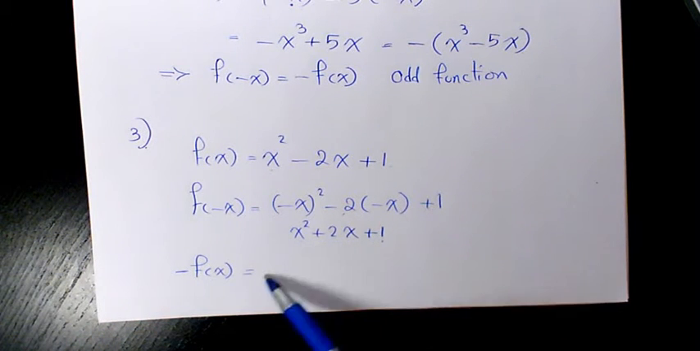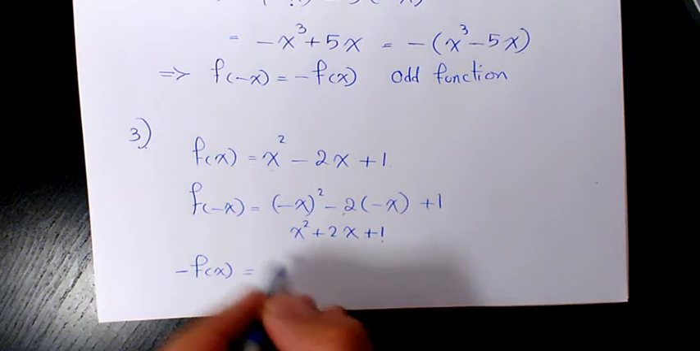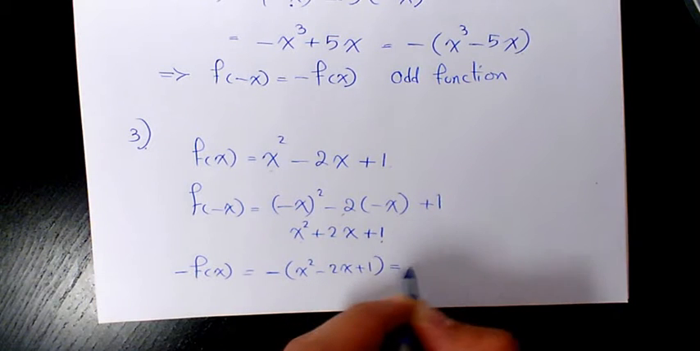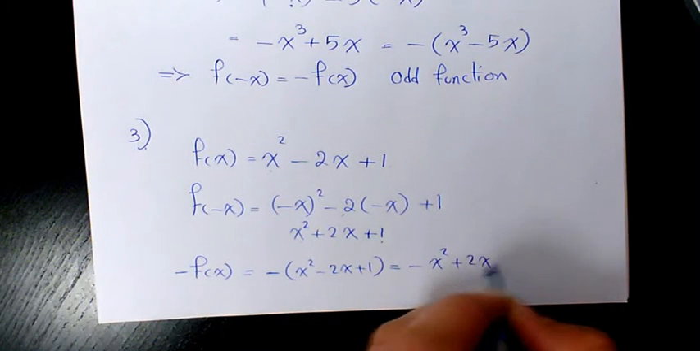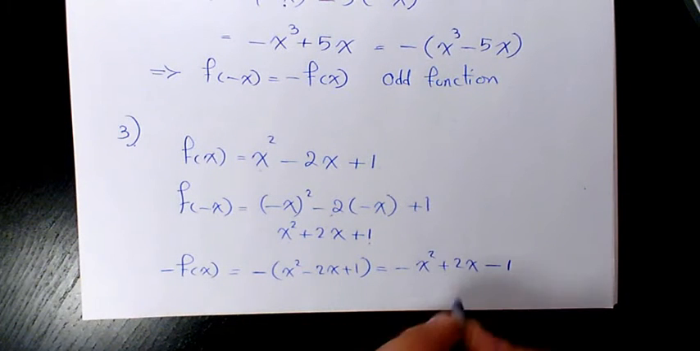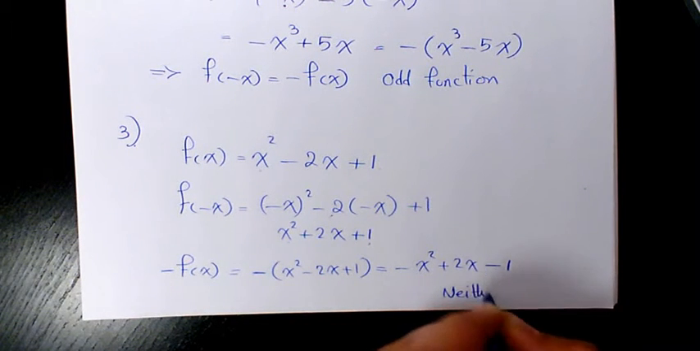If these two are the same, we're going to say we have an odd function. So that's going to be negative of x squared minus 2x plus 1. So it's going to be negative x squared plus 2x minus 1. So that's also not correct. So this is going to be neither.